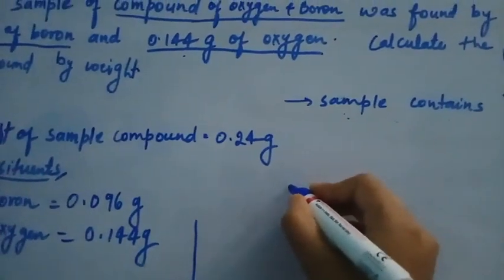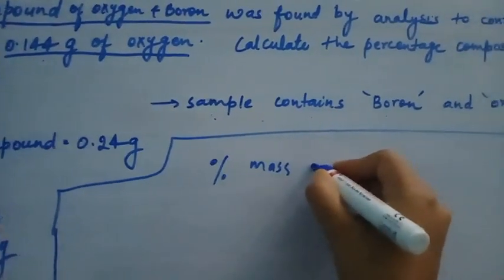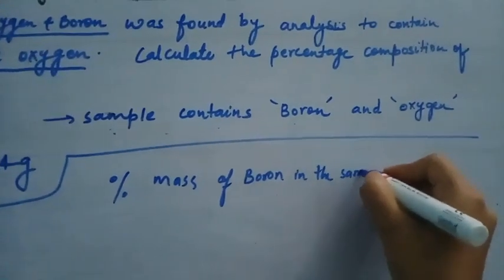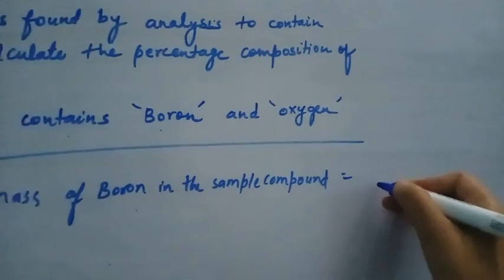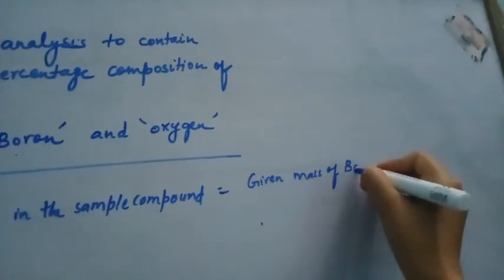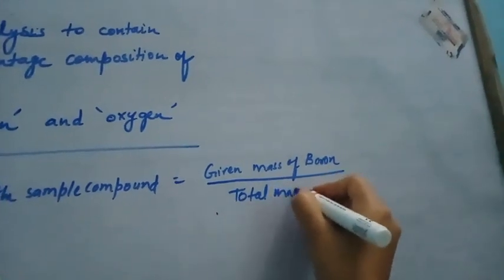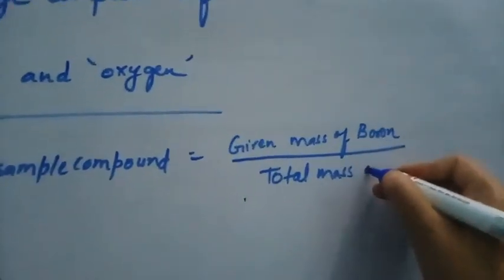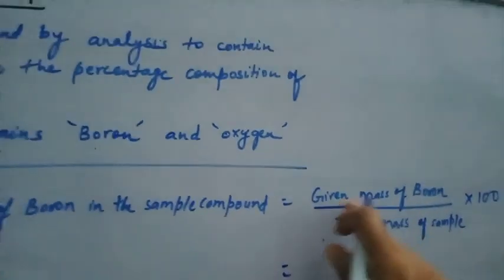So we will just write here: percentage mass of boron in the sample compound is equal to the given mass of boron divided by total mass. Total mass means total mass of the sample, okay, into 100. Now what is the given mass of boron?